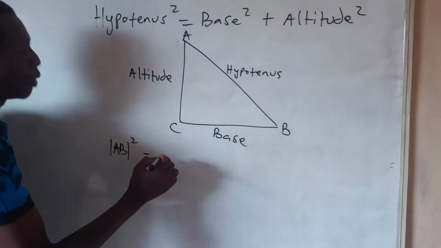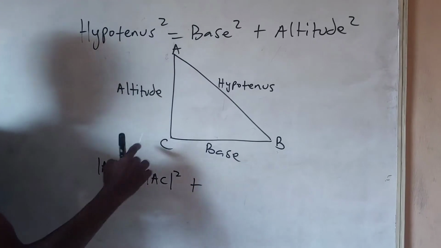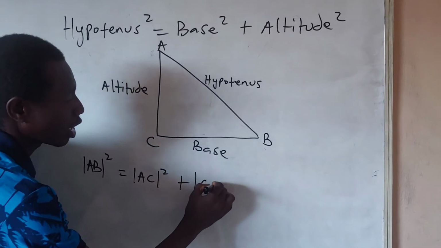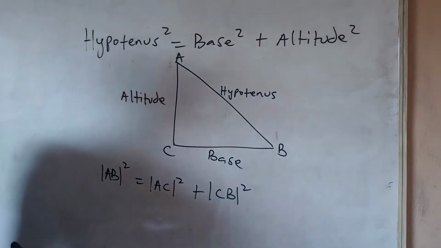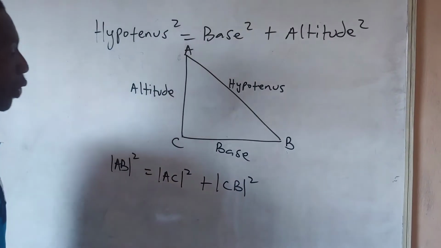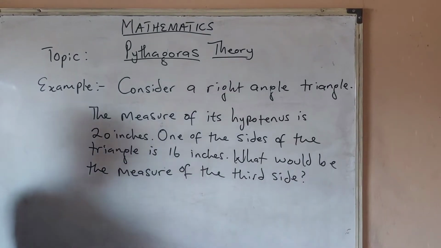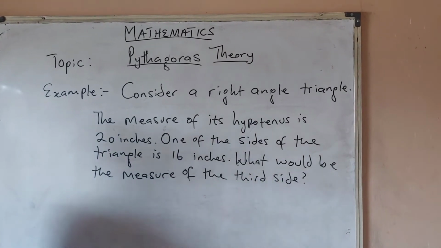Now the altitude will be what? A square plus the base will be CB square, like this. So that is what the Pythagoras theory is all about. Now, standing on my earlier explanation, let us look at an example.